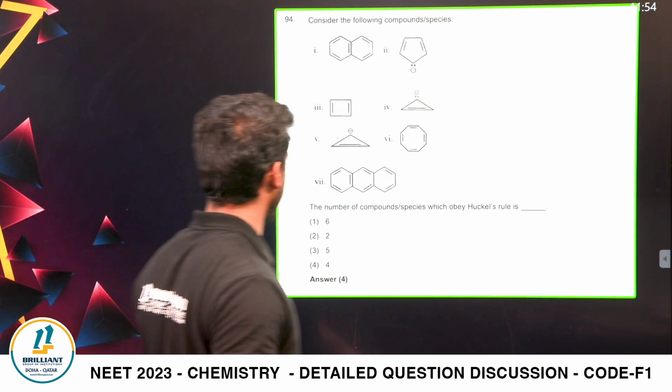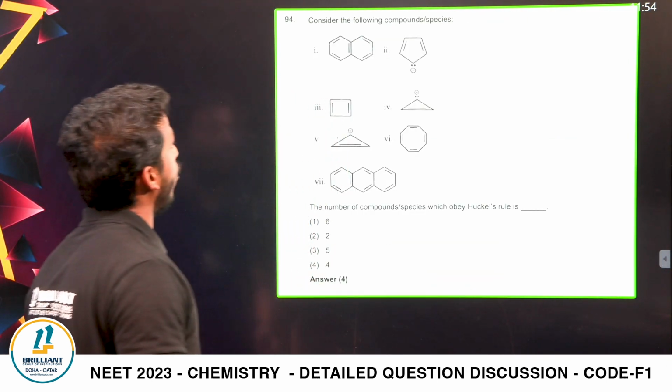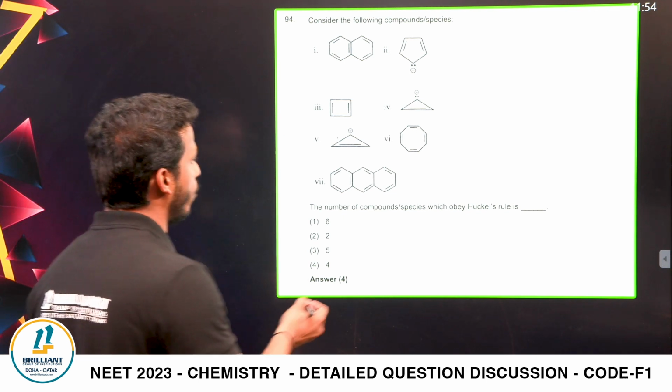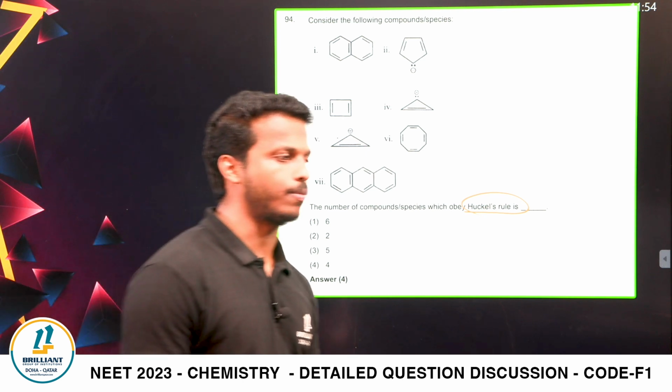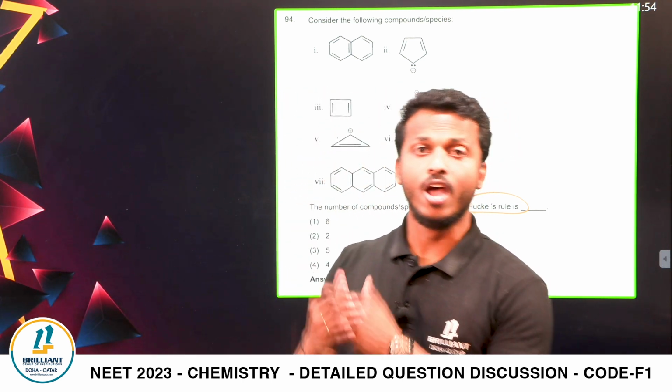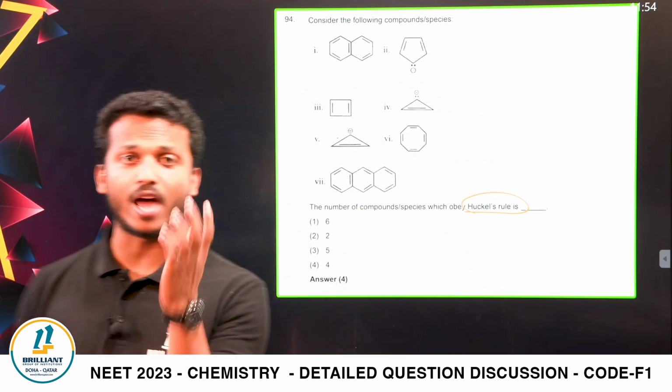Right. Next one. Consider the following compound species, the number of compound species which obey Huckel's rule. Which chapter is this, dear all? You studied in the organic chapter, the hydrocarbons from grade 11, whether the given compound is aromatic or not.